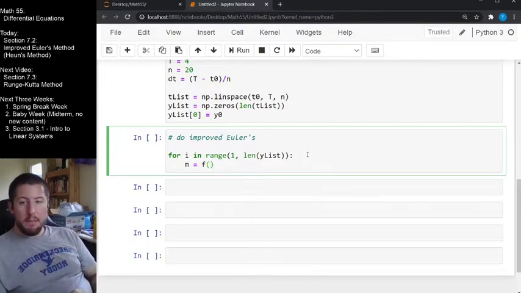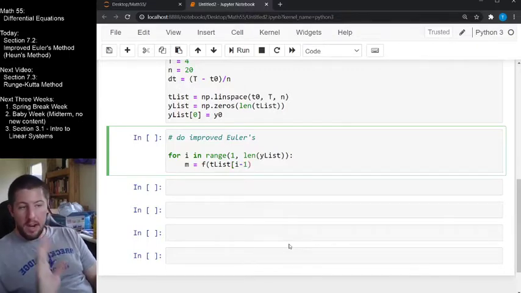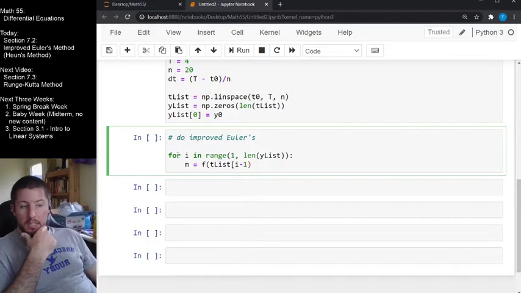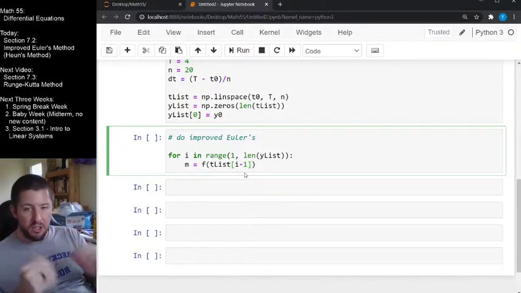Now, current to me means the value of I that's being held by our for loop right here. So I'm going to say, whatever the current value is in our T list, excuse me, we want the previous value in the T list right here. Now notice, I starts at one. So when I do T list of I minus one right here, it's going to do one minus one to get zero. And that says it's at the zeroth index in the T list, or the first object in the T list. So this will grab our initial time.